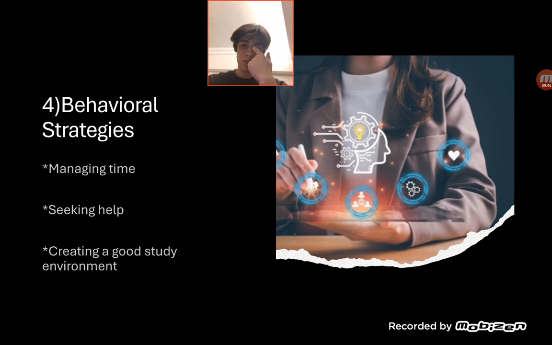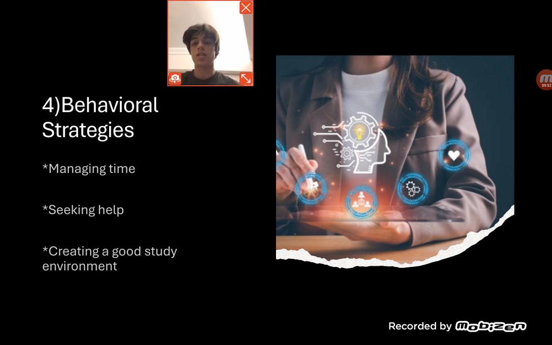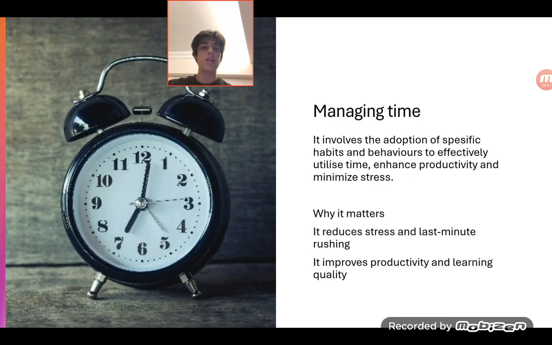Behavioral strategies. This divides into three categories: managing time, seeking help, and creating a good study environment. Managing time involves the adoption of specific habits and behaviors to effectively utilize time, enhance productivity, and minimize stress. And why it matters: it reduces stress and last minute rushing, and it also improves productivity and learning quality.